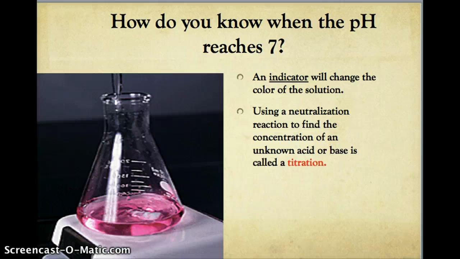Now, I have a question. How do you know when the pH reaches 7? That's when we start using indicators. So we learned about indicators a few days ago. An indicator is something that changes color in the presence of a different pH, and a difference of whether something is an acid or a base. That's when it starts changing color.